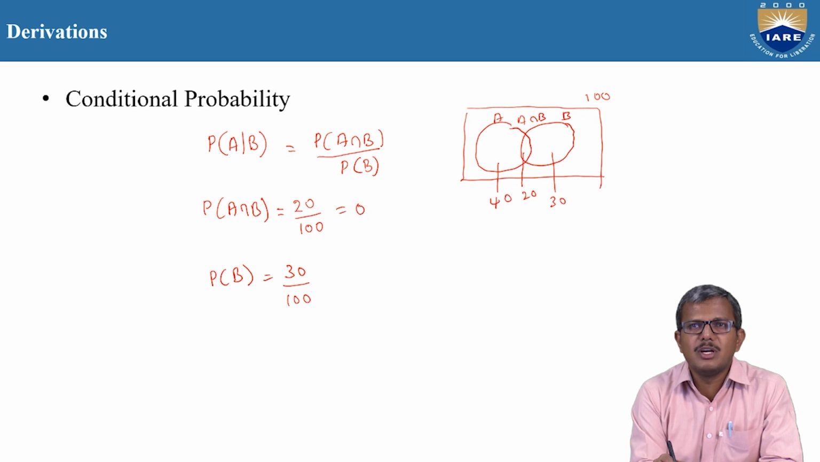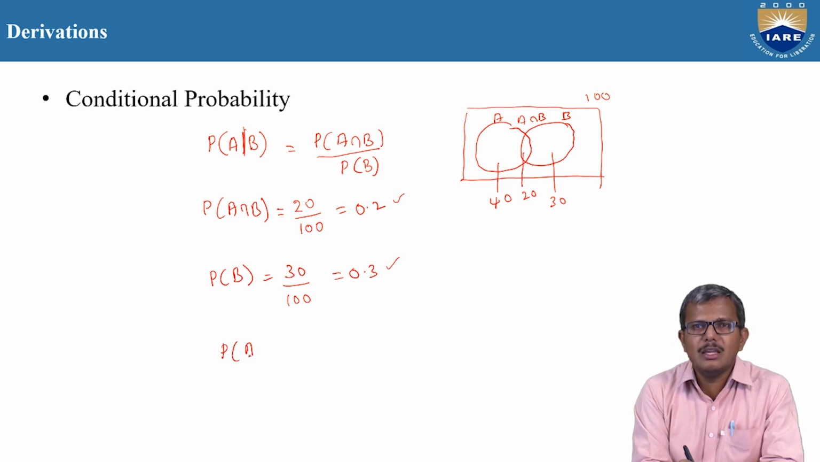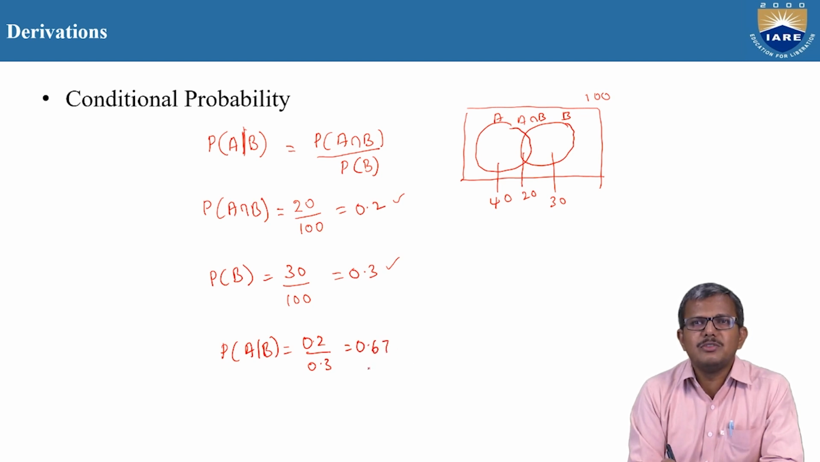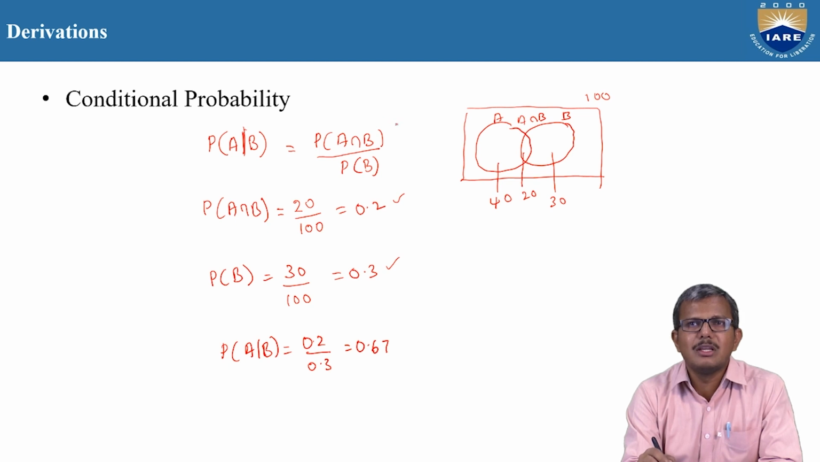So this will become 0.2, and this is going to be 0.3. Whenever you have the probability of A intersection B and the probability of B, simply substitute these values in this equation, and you will get the conditional probability of A for a given B. The bar needs to be read as "given". So the probability of A for a given B will be 0.2 by 0.3. So it will be about 0.67. Like this you should understand how conditional probability is implemented.